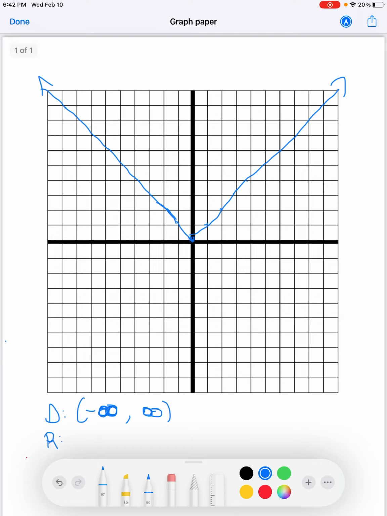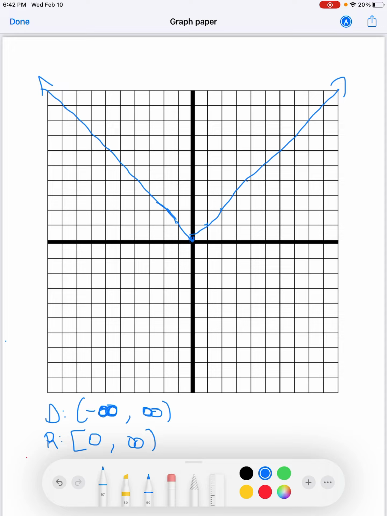But for the range, it's a little bit different. It doesn't go all the way down, no. The furthest it goes down is 0. And when it's a parent function, you have a bracket, because it is including that point. And it goes all the way up to positive infinity.